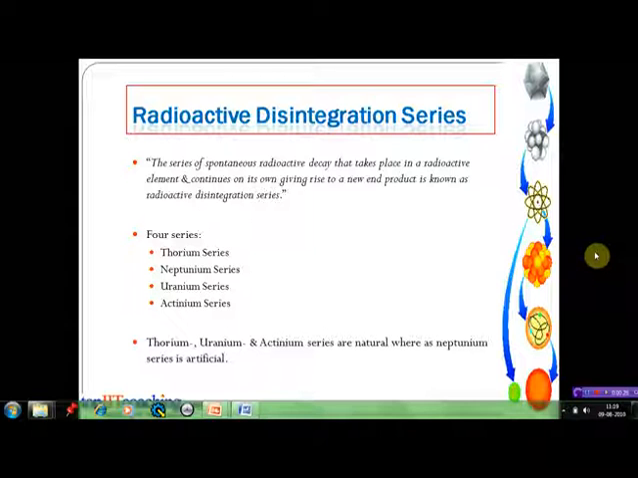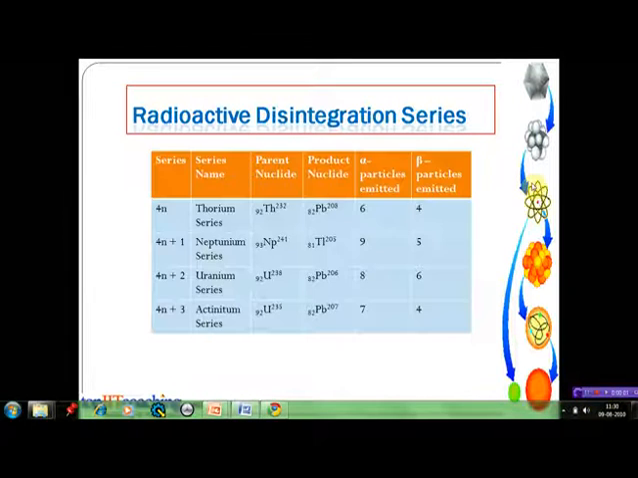4 such series are known to us. They are Thorium Series, Neptunian Series, Uranium Series and Actinium Series. Out of which Neptunian Series is the only artificial series. The rest 3, that are the Thorium Series, the Uranium Series and Actinium Series, are natural. This table gives us some basic information about all the 4 series.